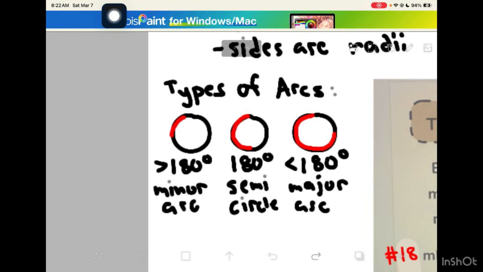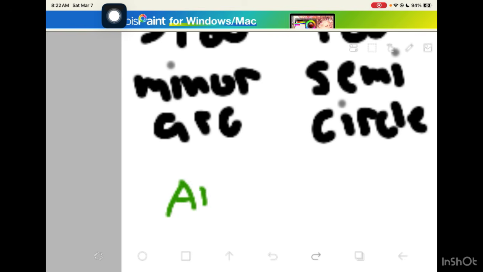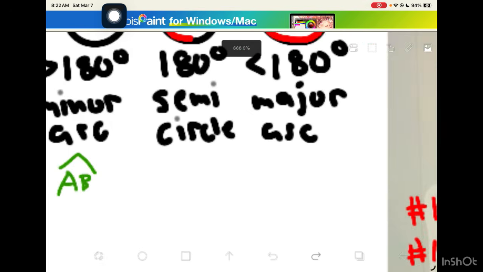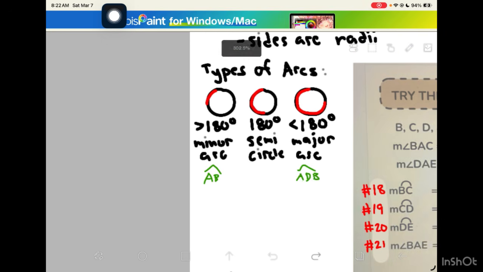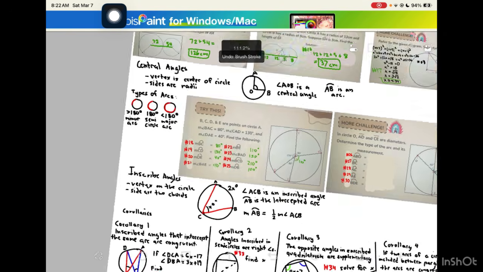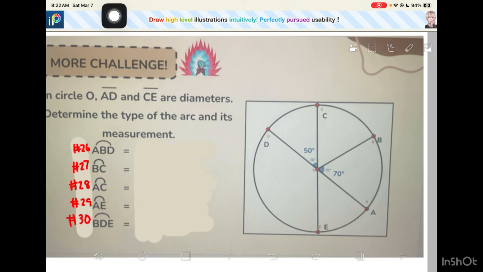There are three types of arcs. If it's less than 180 degrees, it's a minor arc. If it's exactly 180 degrees, it's a semicircle. And if it's more than 180 degrees, it's a major arc. So minor arcs will be represented as two letters, so let's say arc AB. But a major arc would probably be labeled like arc ADB. With that knowledge, we can also determine the measurement and type of arc.